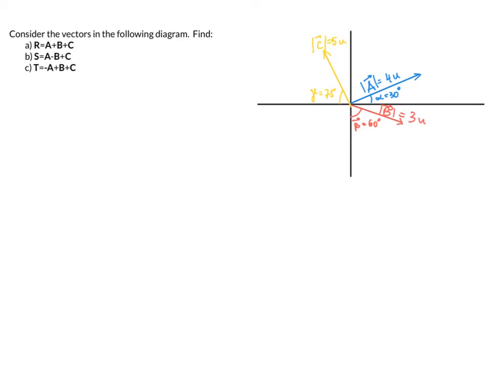So if I look at the diagram over here, I see that vector A is 4 units and it makes an angle of 30 degrees with respect to the x-axis. Vector B has a magnitude of 3 units and it makes an angle of 60 degrees with respect to the y-axis. And vector C is 5 units and it makes an angle of 75 degrees with respect to the negative x-axis. So let's start solving this.